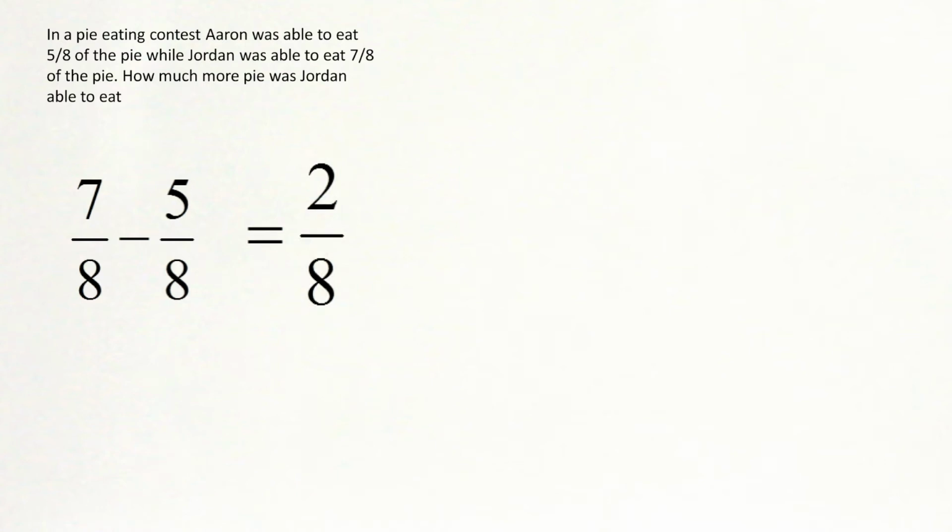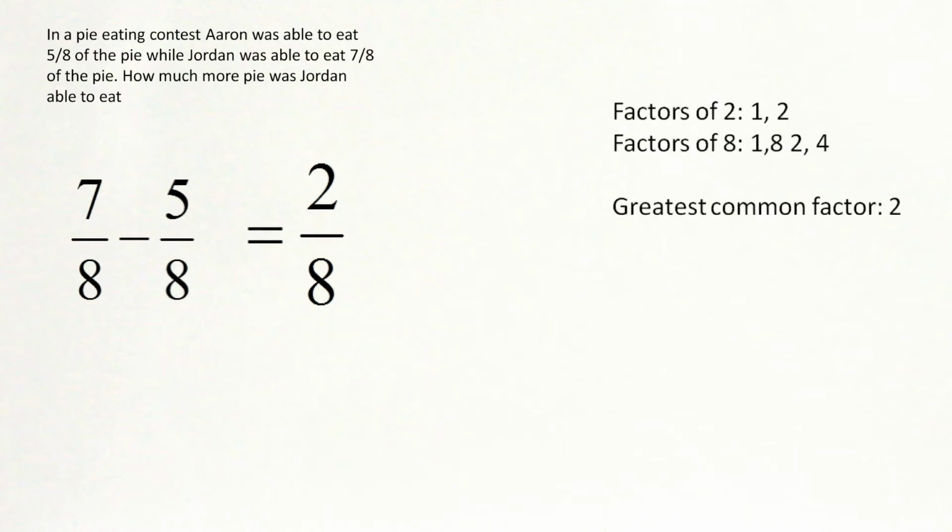Now we don't want to leave the fraction like this because it's not in the simplest form. And to put a fraction into its simplest form, we want to divide by the greatest common factor. So let's first list all the factors of 2. The factors of 2 are 1 and 2, while the factors of 8 are 1, 8, 2, and 4. So the greatest common factor in this case is 2.